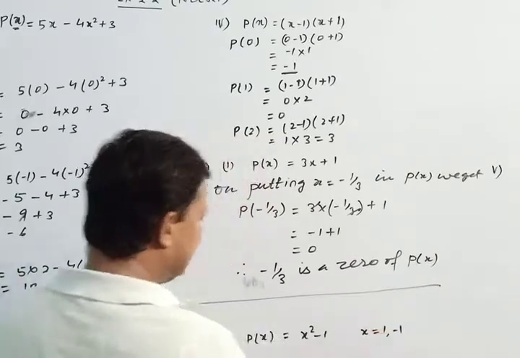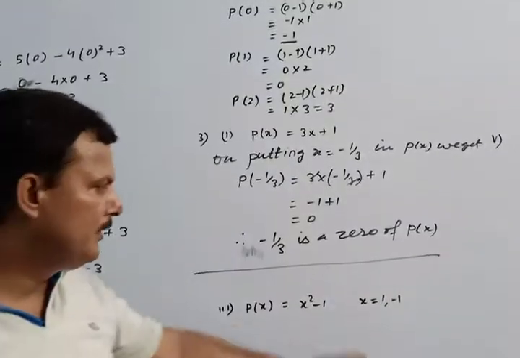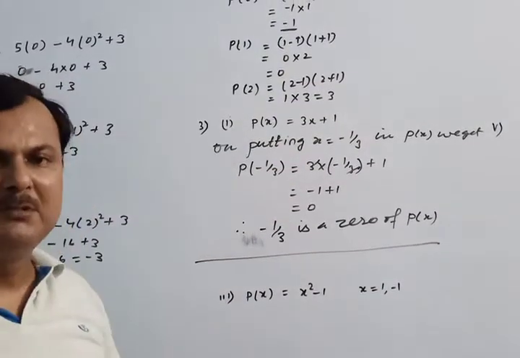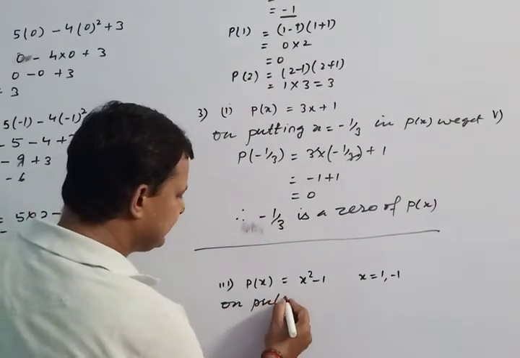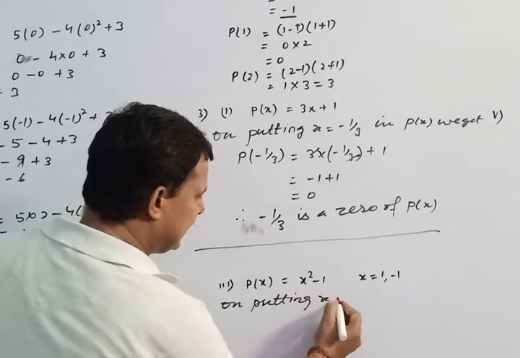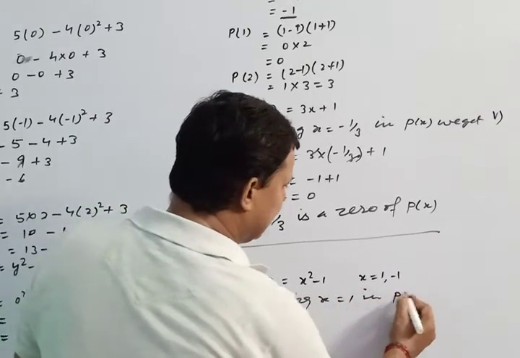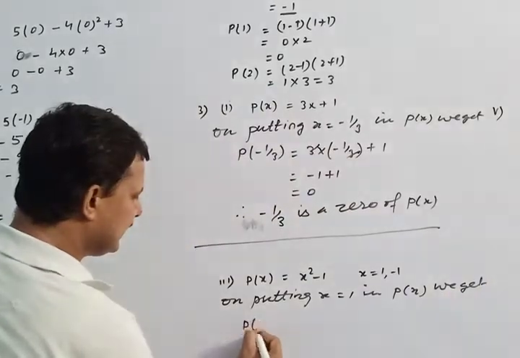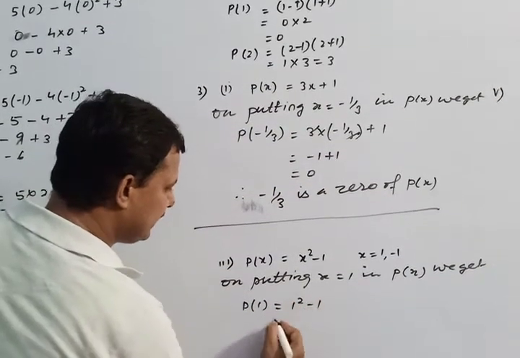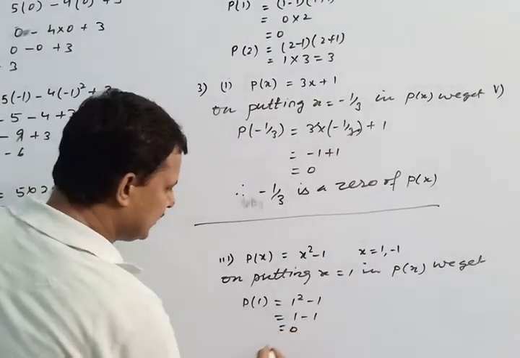Similarly, here this is a quadratic polynomial, and two values are given. In the same manner, we will substitute two times. So on putting x is equal to 1 in p(x), we get p(1) is equal to 1 square minus 1, 1 minus 1 equal to 0.